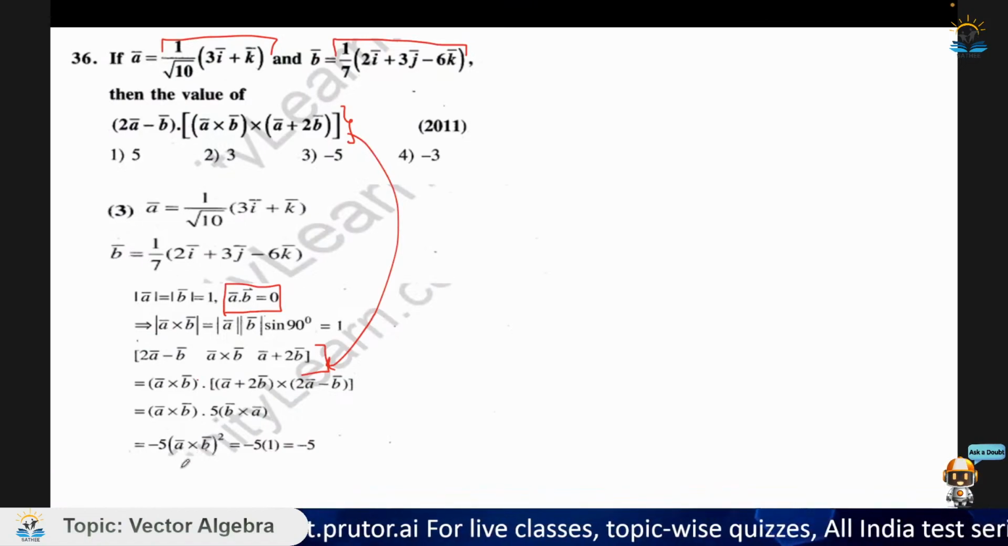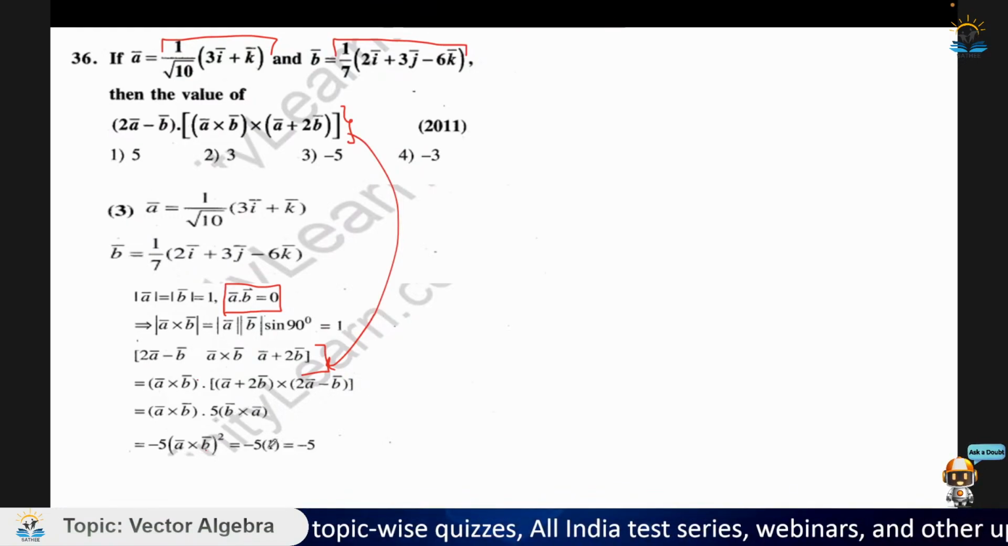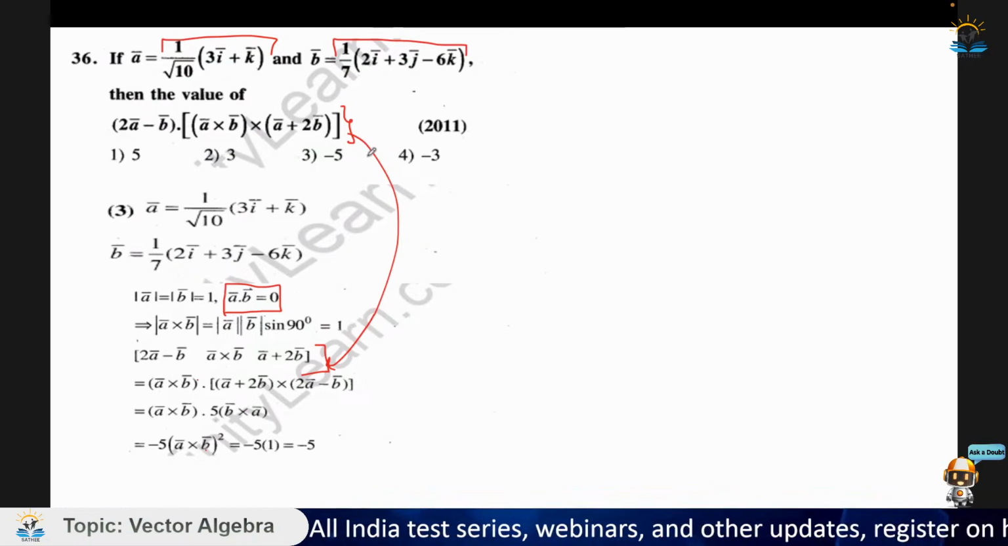हमारे पास सिंपल पता है कि a cross b होता है |a||b| sin theta। Sin theta, we have theta is 90 degrees, and magnitude of a and b is 1, so this is equal to 1, so we have put as 1, and this is -5, so answer is -5. So this option is correct.